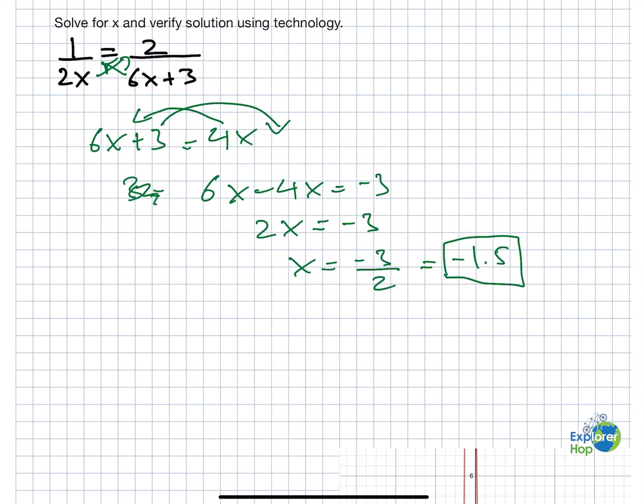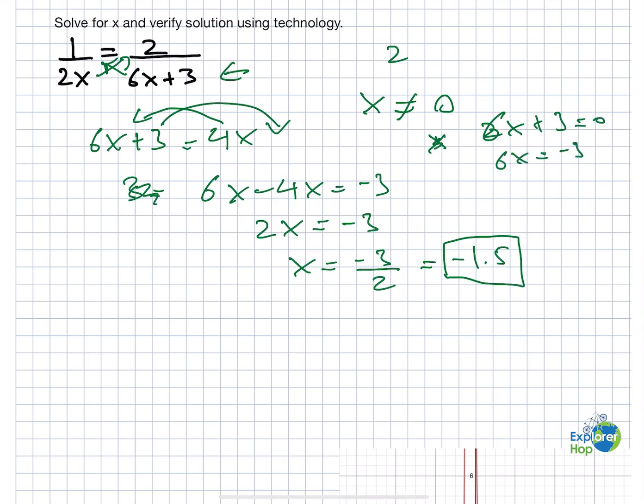Also remember that our restriction would be x cannot equal 0, and because our denominators can never be 0, 6x plus 3 cannot equal 0. 6x equals minus 3, x equals minus 1 over 2. So this is another restriction, but this is our answer for x. We do not need to worry about the restriction for now.